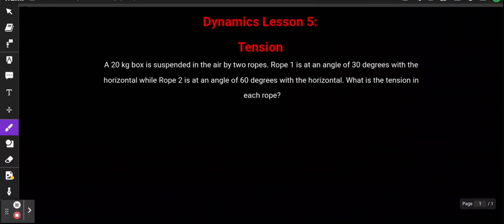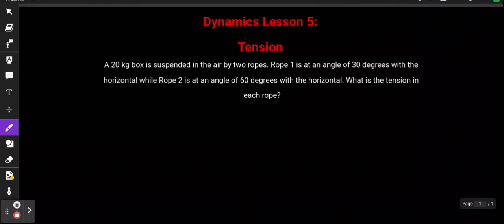Okay, so this problem is a little bit more difficult. A 20-kilogram box is suspended in the air by two ropes. Rope 1 is at an angle of 30 degrees with the horizontal, while rope 2 is at an angle of 60 degrees with the horizontal. What is the tension in each rope? Okay, so this has a lot of information.